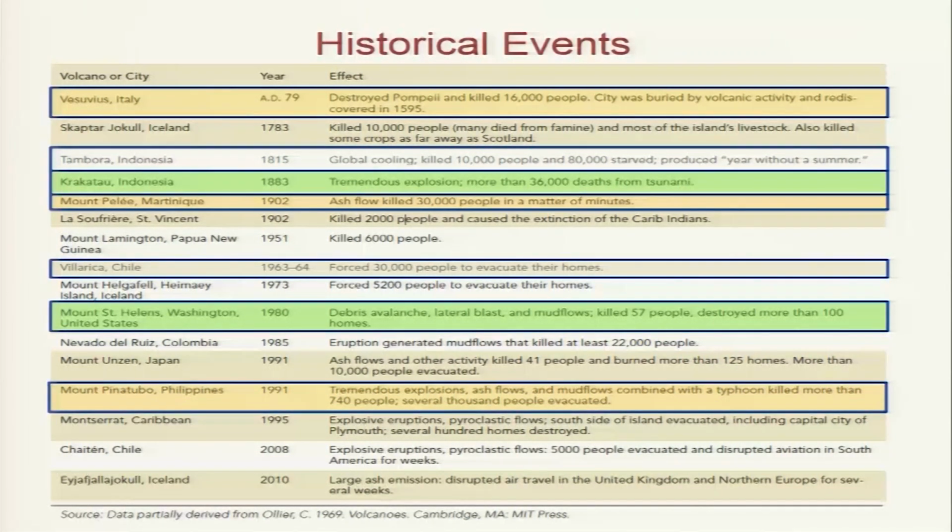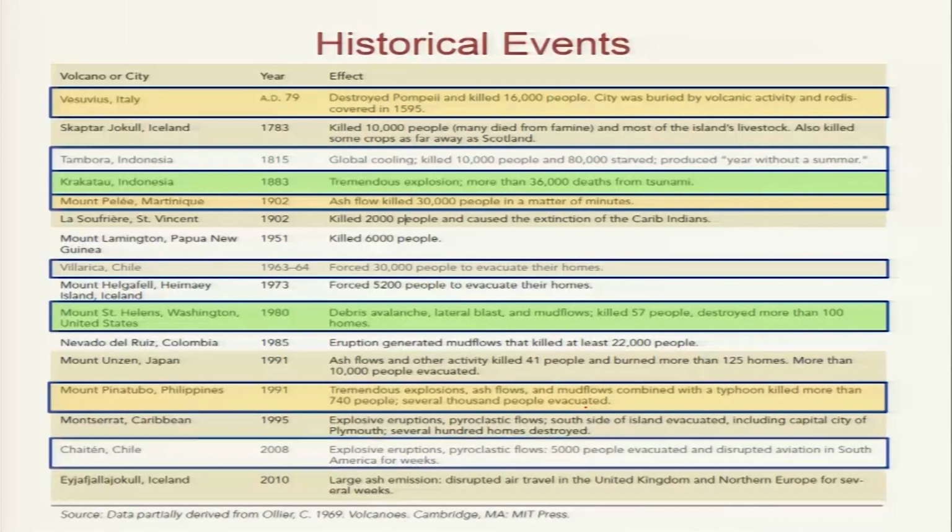Then there is the Philippine eruption, Mount Pinatubo, 1991. A tremendous explosion, ash flow, and mud flow combined with a typhoon. So this was an additional effect of the typhoon, which killed more than 740 people. Several thousand people were evacuated. Then another one is in Chile, 2008. Almost 5,000 people were evacuated.